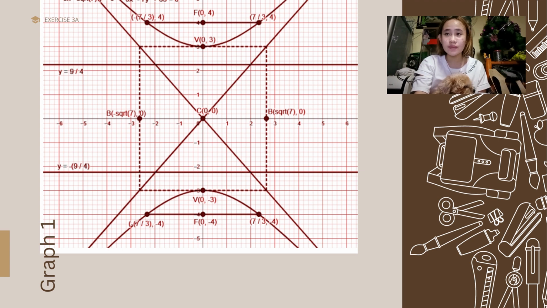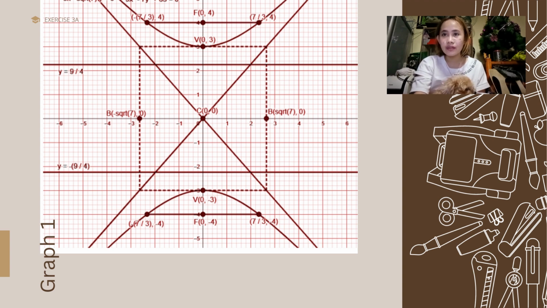So, ang transversal axis niya is nasa y-axis. Ayan. Makikita natin. So, para malaman natin yung length ng transversal axis, alam naman natin na kailangan lang i-twice yung length ng vertices. So, ang vertices natin is 3. So, the length is 6. So, ayan ang transversal axis niya.